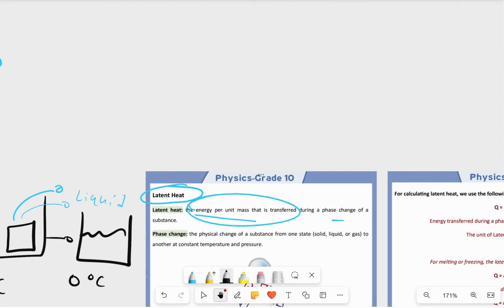Now, how can we measure latent heat? We have an equation. Heat is equal to mass times latent heat. If we are dealing with heat of fusion, this L is going to be L sub F. If we are dealing with vaporization, then this is going to be L sub V. Okay, this is for heat of vaporization.